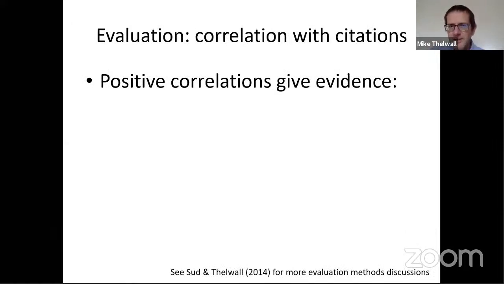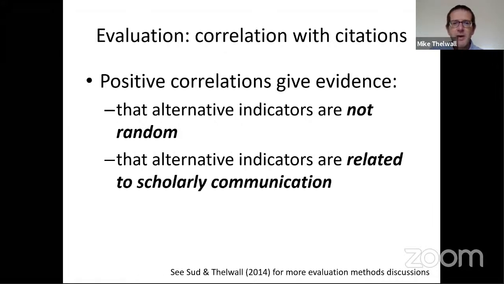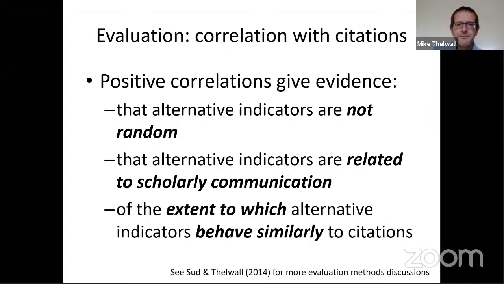So back to correlations, which are the main statistical test. So a correlation with citations gives evidence that, first of all, the alternative indicators are not random. So some of them, the tweet counts, for example, might look quite random, but because they have positive correlations with citation counts, we can see they're not really random. So they do tell you something about articles, and that they're related to scholarly communication. So they're not completely divorced from academic quality or academic impact.